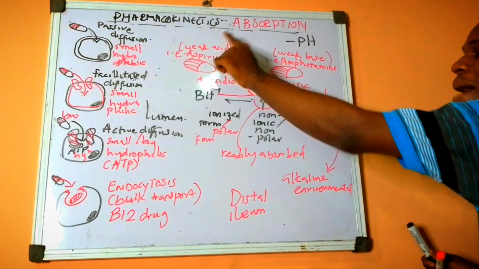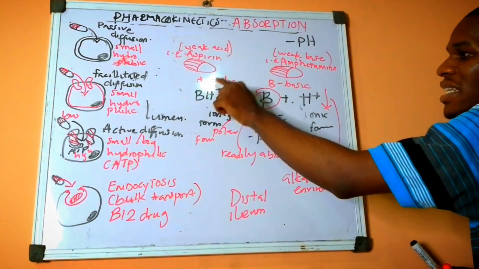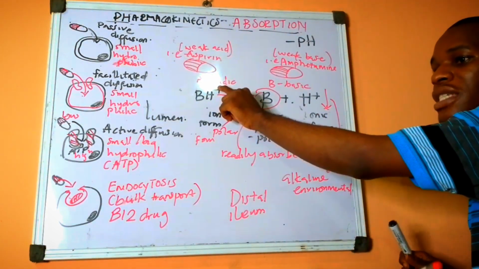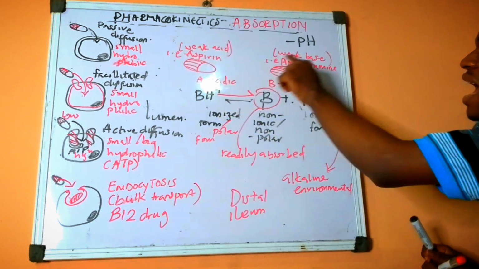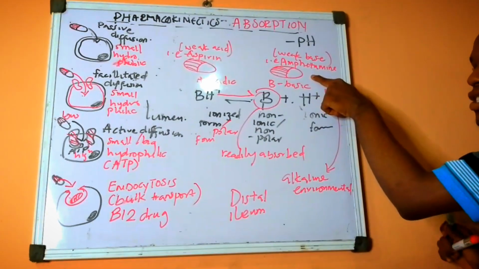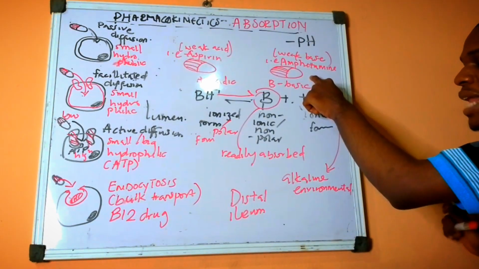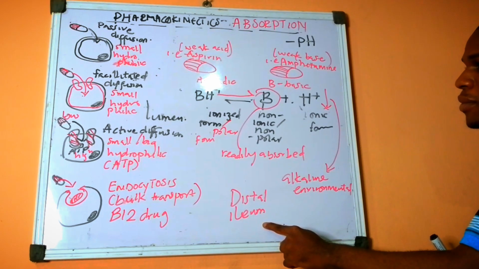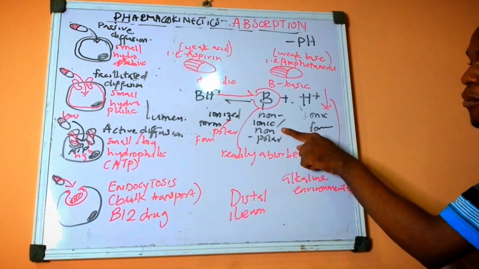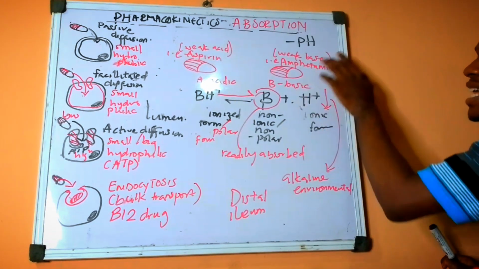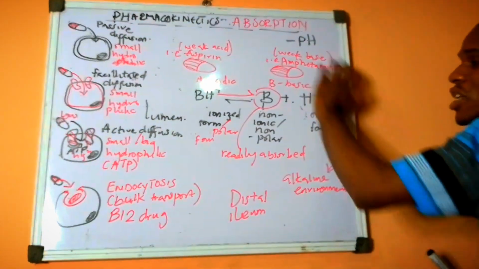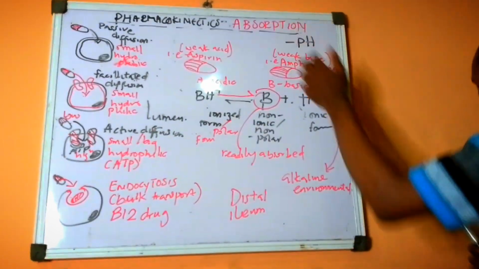So this brings us to a conclusion that weak acidic drugs are better absorbed in acidic environments like the proximal duodenum, and weak bases are better absorbed in an alkaline environment like the distal ileum, because we need more of the non-polar form, which can be easily absorbed. So that is how pH, in summary, affects the absorption of a drug.